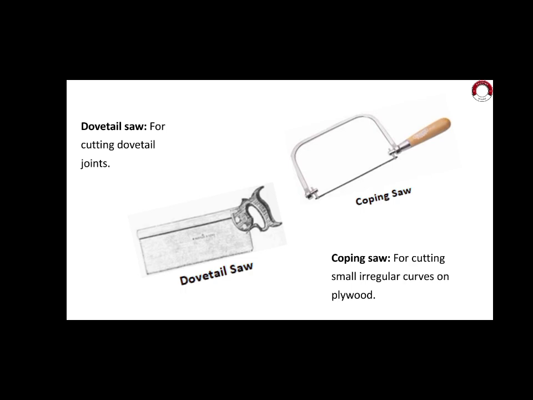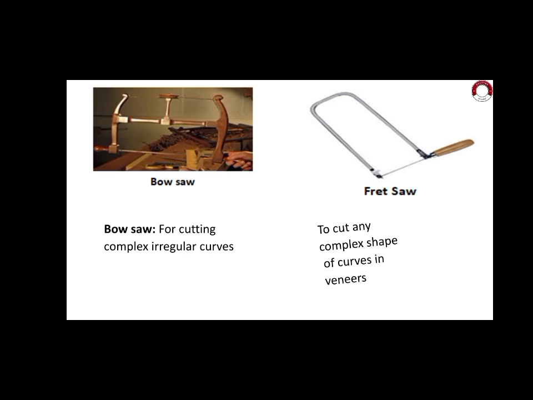Now we have another smaller saw there called the coping saw. This coping saw is used to cut small irregular curves, especially arcs. Professionals that I've seen that make use of this coping saw are artists. When they want to cut through fibers or through very thin layers of veneers or plywood, they use this particular saw for that purpose.